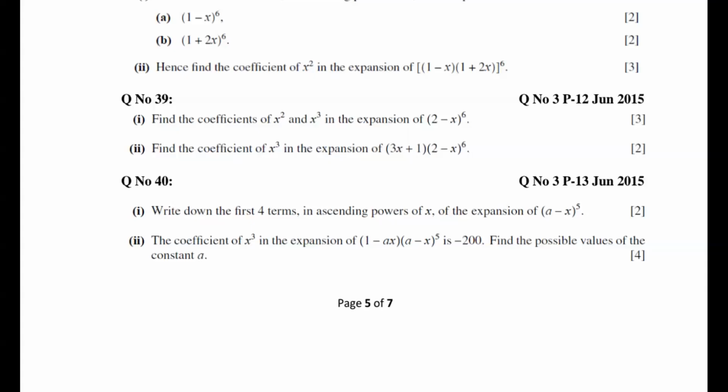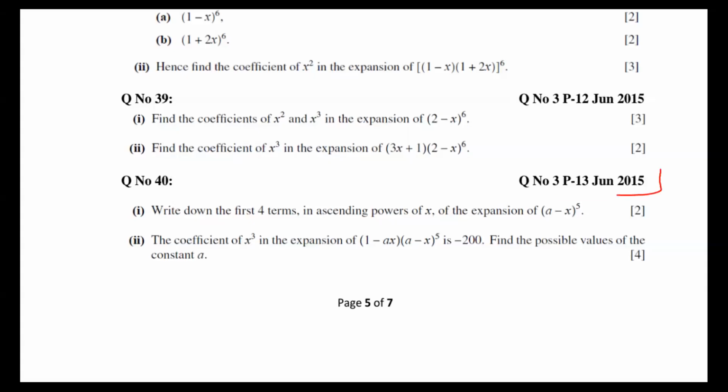Bismillah ar-Rahman ar-Rahim. This is a question from June 15, third variant, question number 3. The topic is binomial expansion. We have to write down the first 4 terms in ascending order in this expansion. This is our main target. So let's see how we can do it.